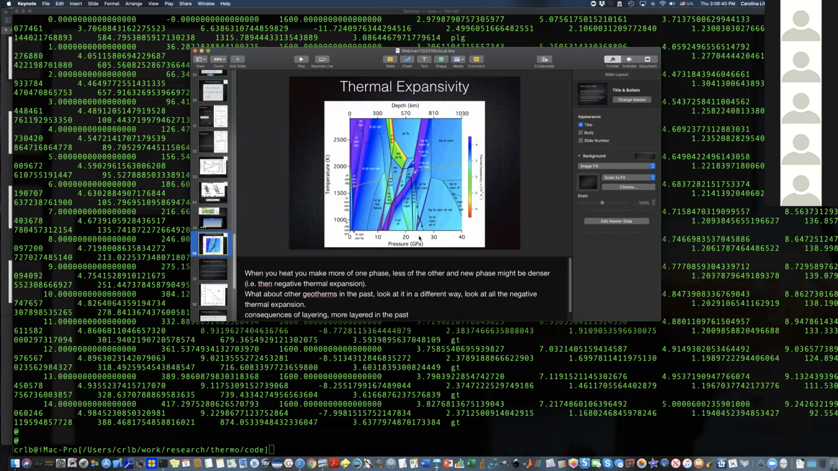24 GPa is the bridgmanite transition, right? That's the 660 discontinuity, the one that gives you the whopping negative thermal expansion. And if I didn't tell you, you would be hard pressed to find it, right? It shows up as less than a line. Its negative thermal expansion is minus six, and that's in the multi-mineral, right? So it's huge, but it doesn't show up because it's really, really, really sharp.